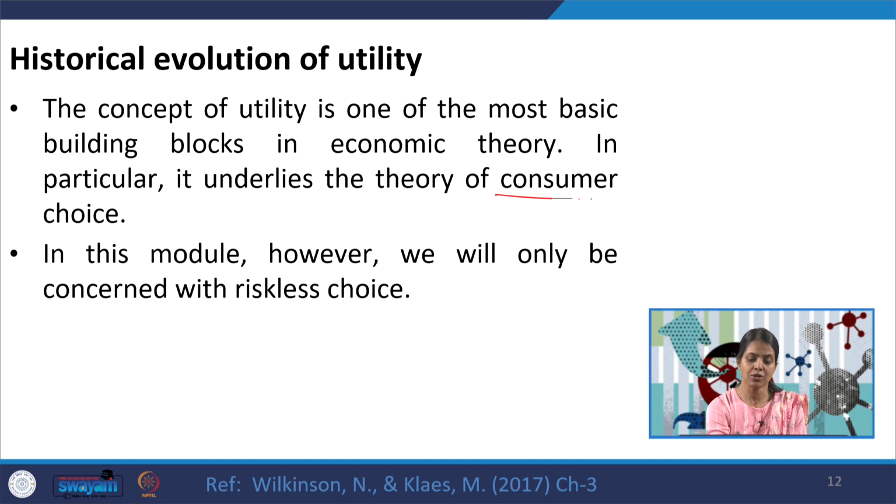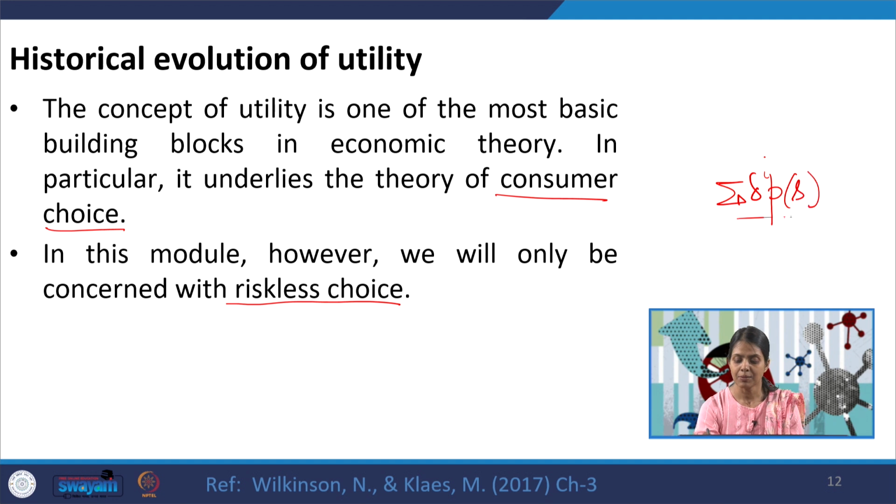We have previously talked about consumer choice in a module. Now, when we say that we are going to talk about riskless choice, then try to understand that in that neoclassical model where we had 4 components, one component was also summation delta raised to the power i P S. So, this probability concept is actually not there anymore. We are not talking about probabilistic events. So, that is why we are talking about riskless choices.